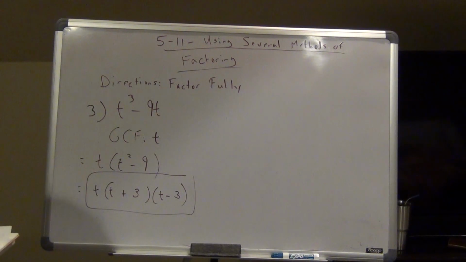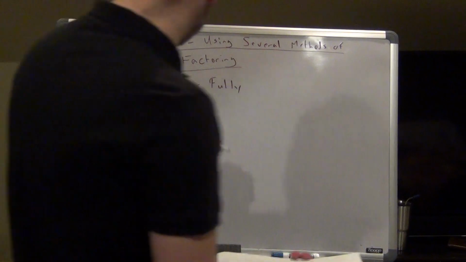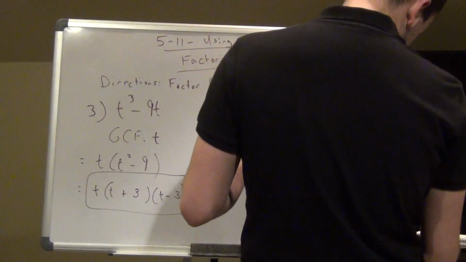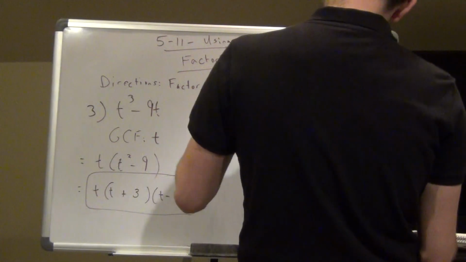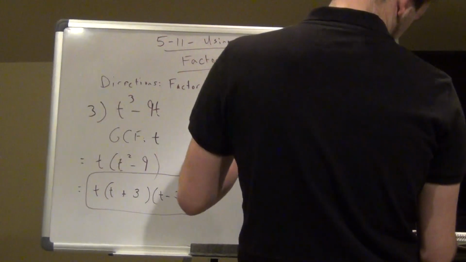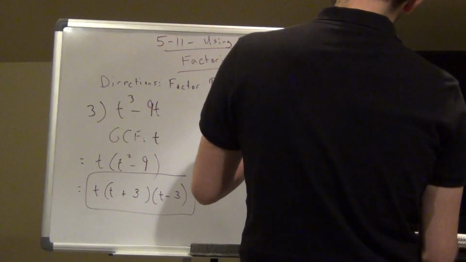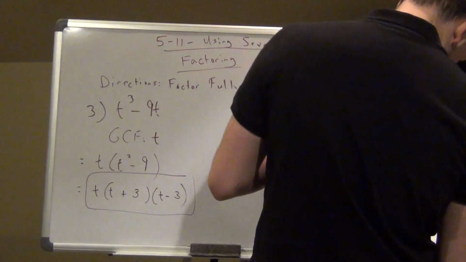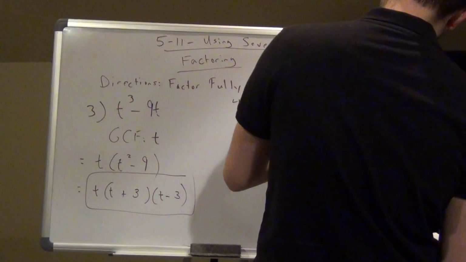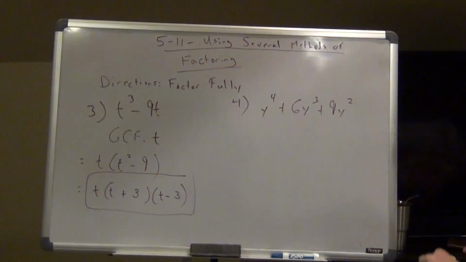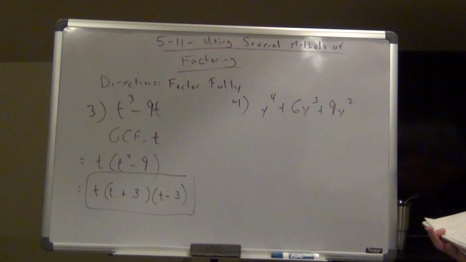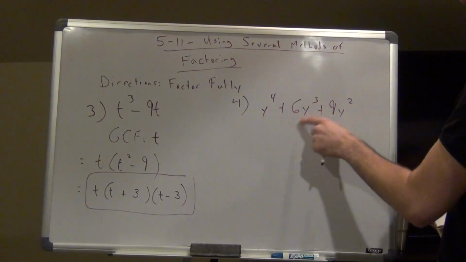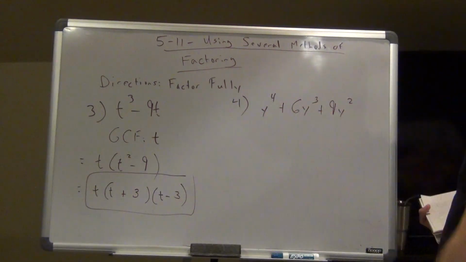All right, so let's look at number 4 here. So let's say I get y to the 4th plus 6y to the 3rd plus 9y squared. All right, because of the 1 here in the front, they're not going to have any numbers in common. It's just going to have 1, 3, and 2, 3, and 3. These two have a 3 in common, but this one doesn't, so we can't take any numbers out.